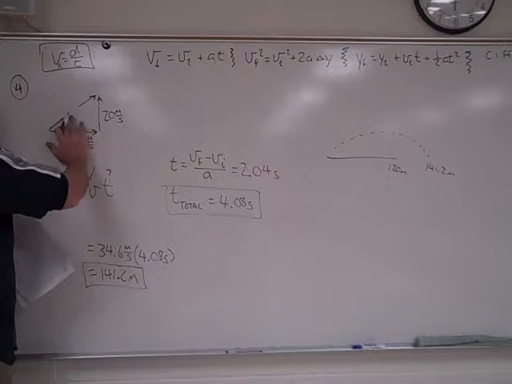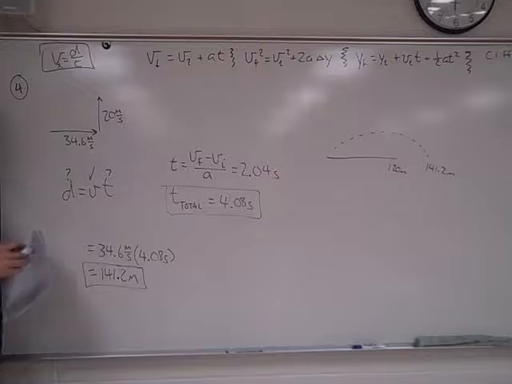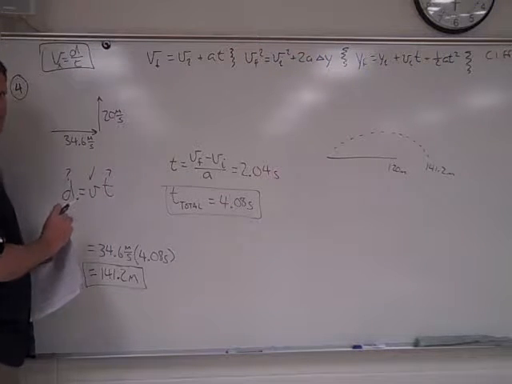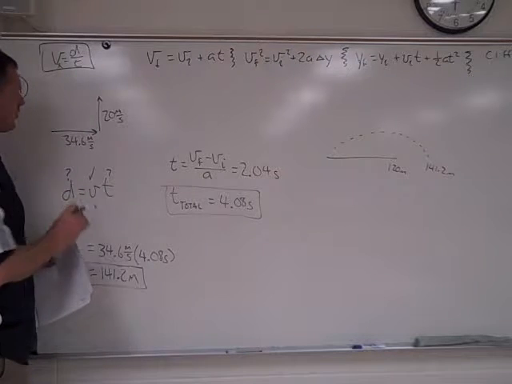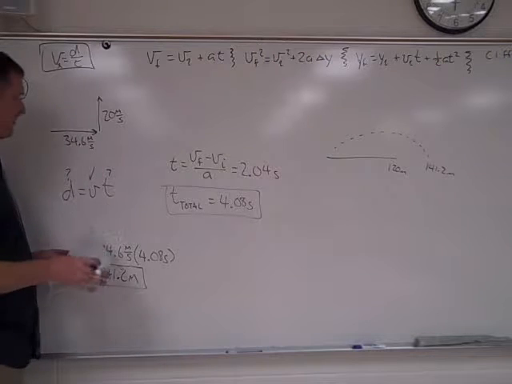And whatever you do, please do me the favor and get rid of the vector that's not on the x and y axis. Again, the motion of the ball is 20 meters per second in the y direction and 34.6 meters per second in the x direction. And don't think of it any other way.